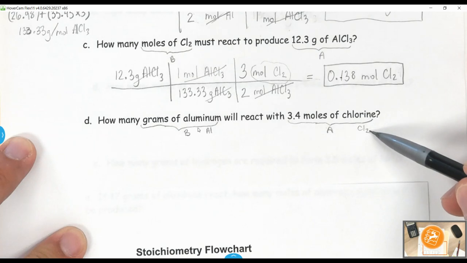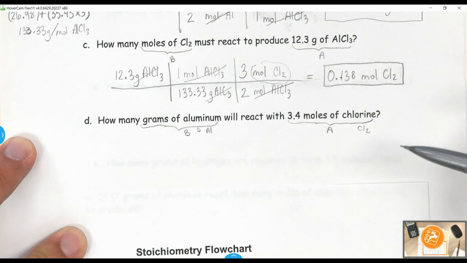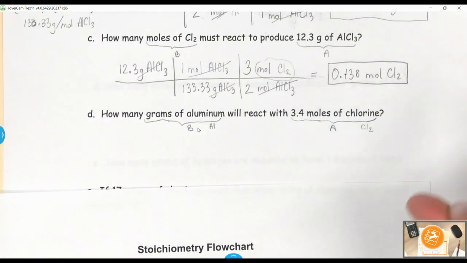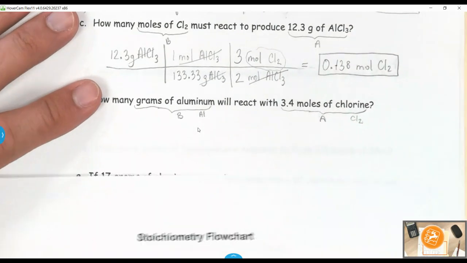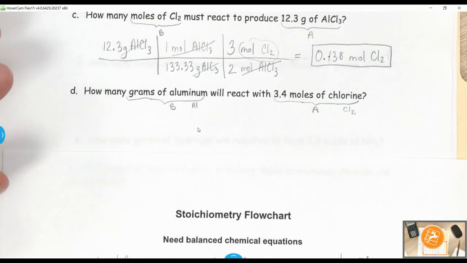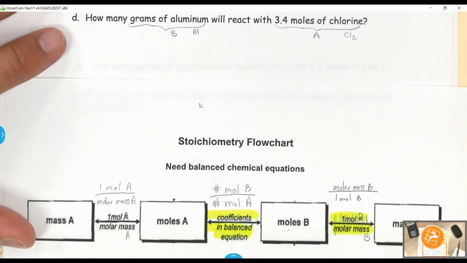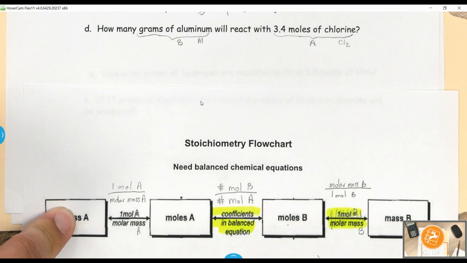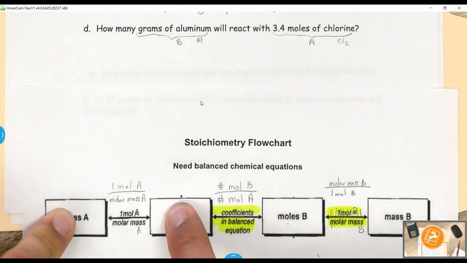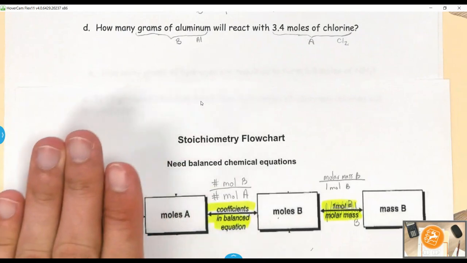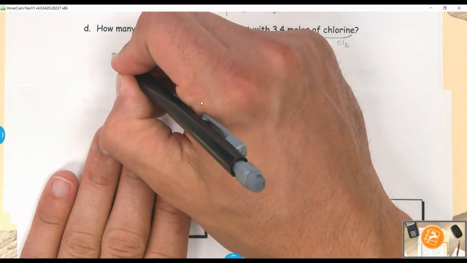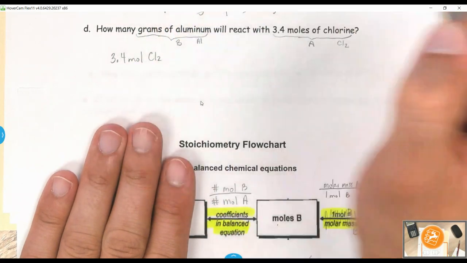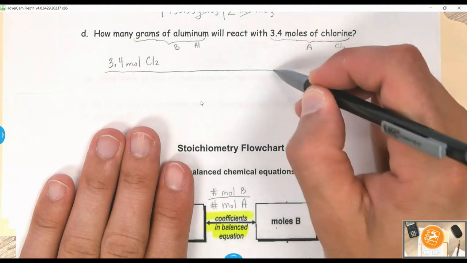Now, the reason why, guys, I needed you to write Cl2 instead of just Cl is because Cl is not just by itself in the equation. But the Cl2 is. Why? Because chlorine is one of those diatomic molecules, like the Hofbrickel crew. All right, so let's set it up. Where am I going to start? Am I starting in mass of substance A or moles of substance A? Moles. So basically, that's going to go in the starting block. So we're all going to write this, 3.4 moles Cl2. That's your starting piece.